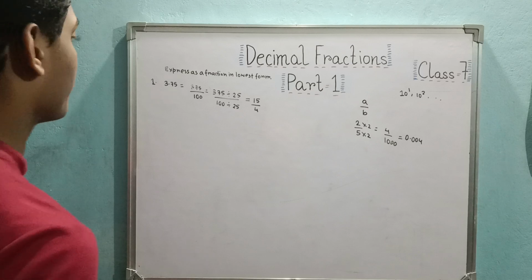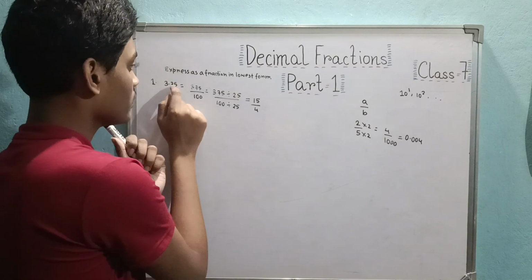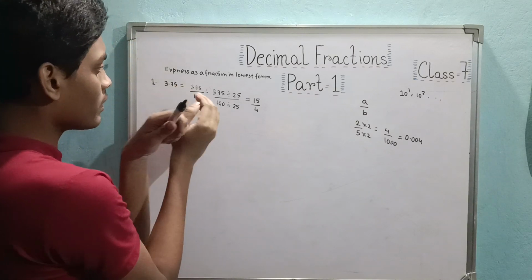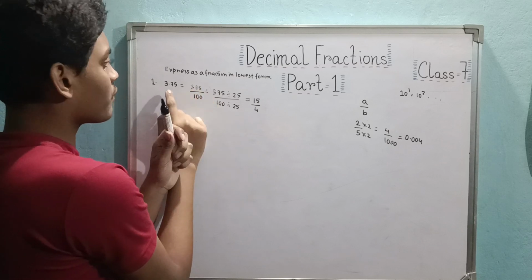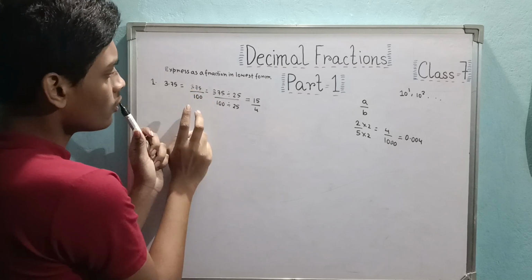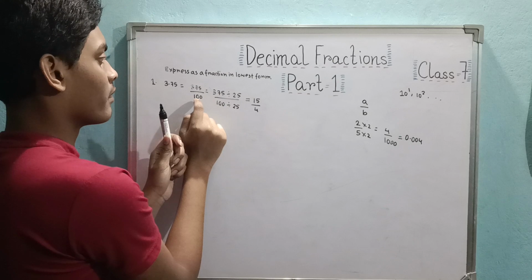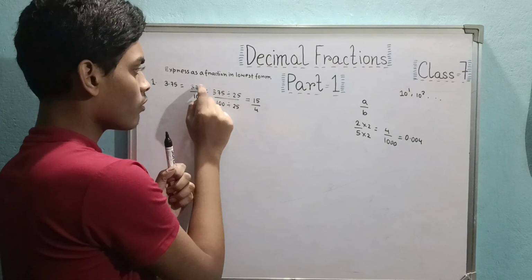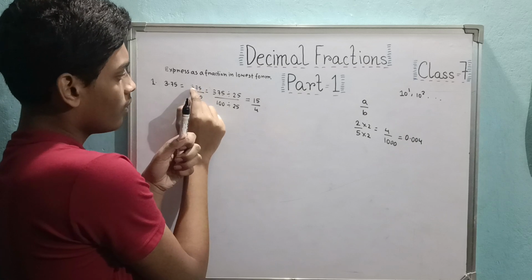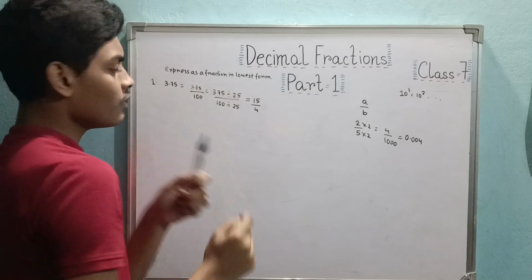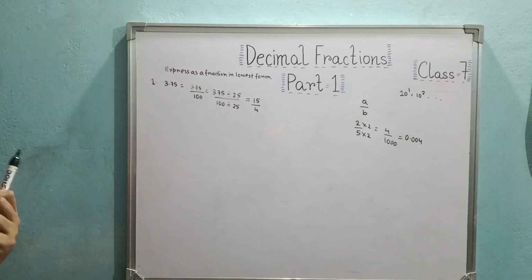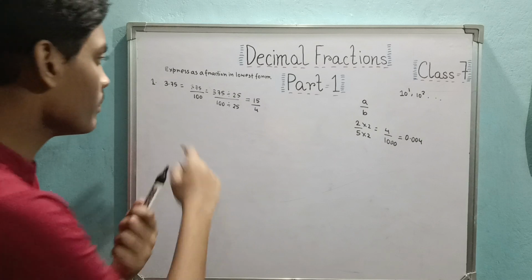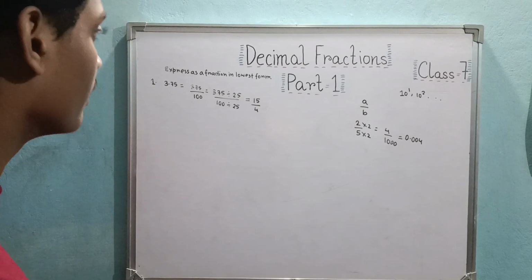So you understood that. 3.75 means from the right side, after 2 places a decimal point is there. So 2 zeros, 375 by 100. That's how you have to do it. 100 means 2 zeros. From the right side, after 2 places, the decimal point gets placed, which is actually 3.75. That's why I'm telling you, make the denominator a power of 10.